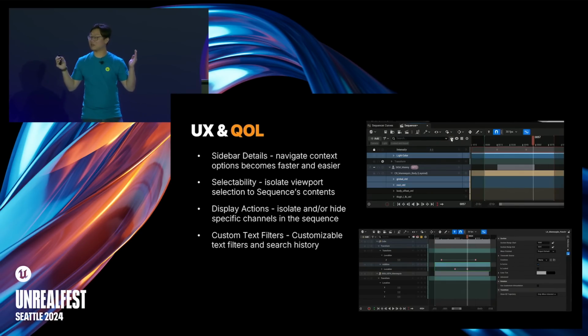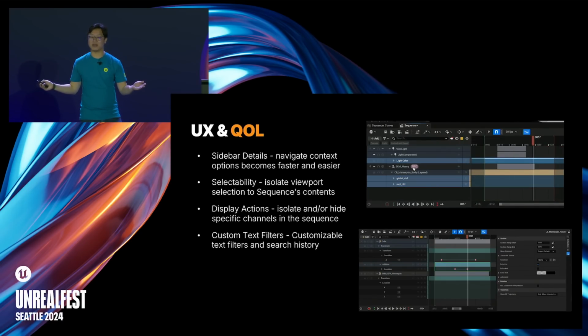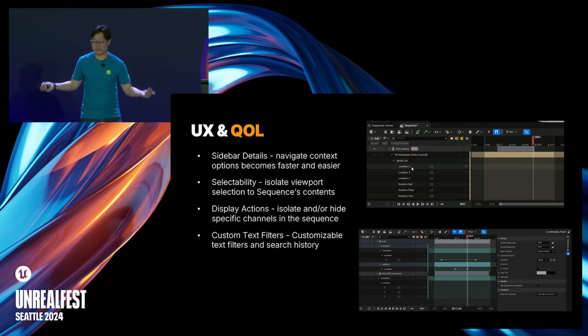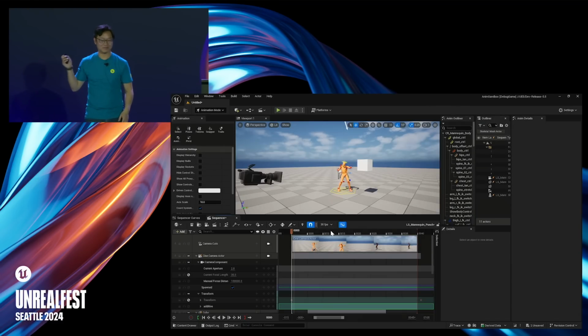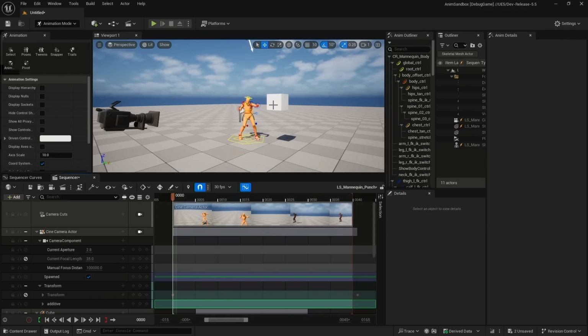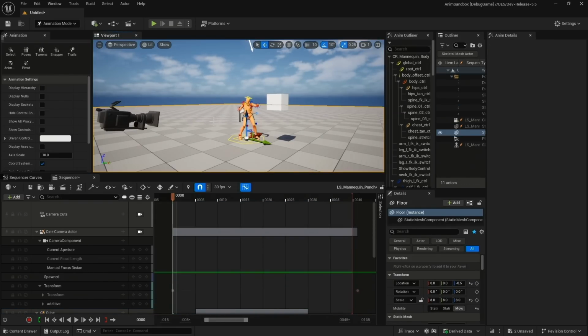And finally, custom text filters. So bringing customizable text filters and a search history within Sequencer, because that's been desperately needed as well. So here's a video just going over all the new features within quality of life.